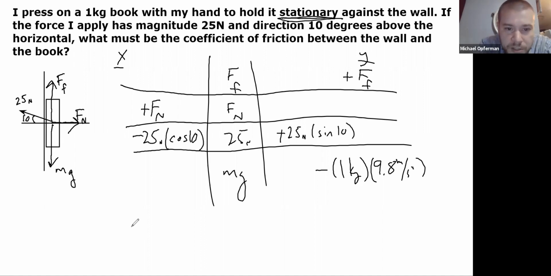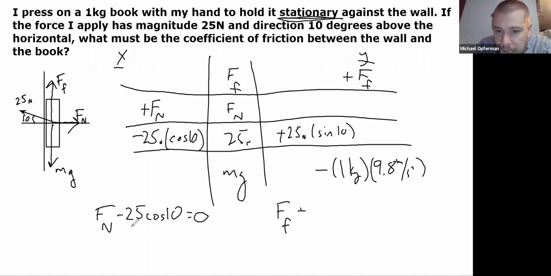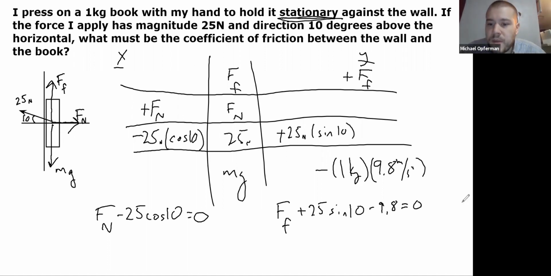So then my two equations are going to be in the x direction, I'm going to get normal force minus 25 cosine 10 equals 0. I'm just dropping units at this point. And in the y direction, I'm going to have friction force plus 25 sine of 10 minus 9.8 equals 0. So those are my two F equals ma equations.